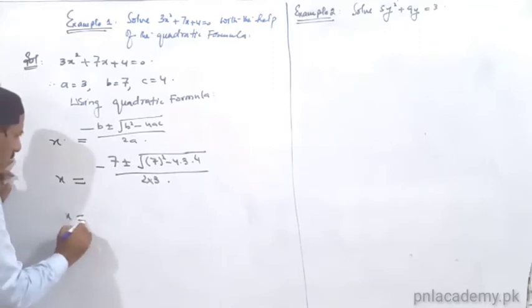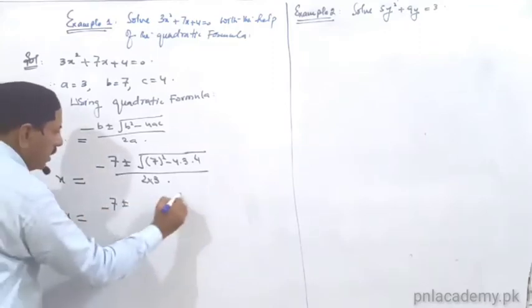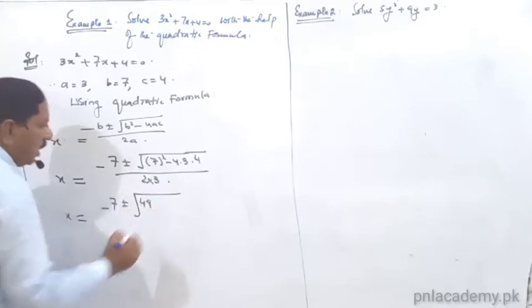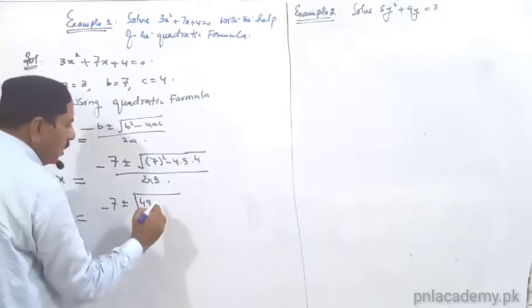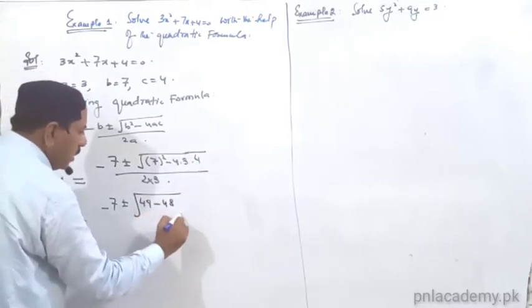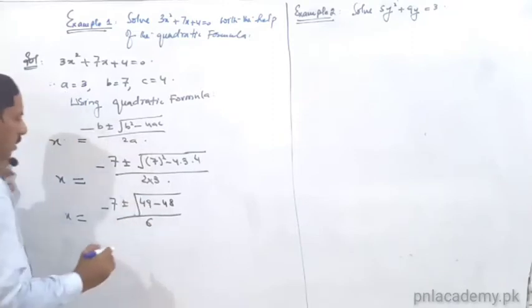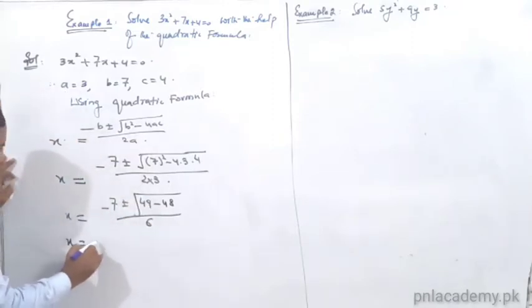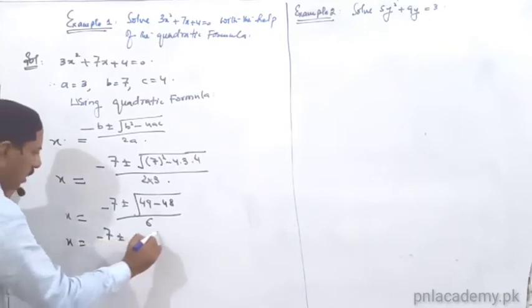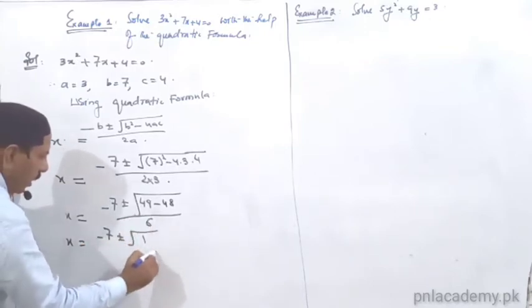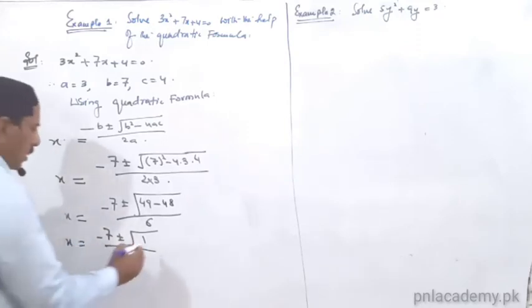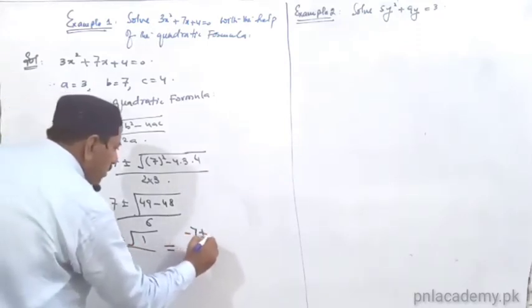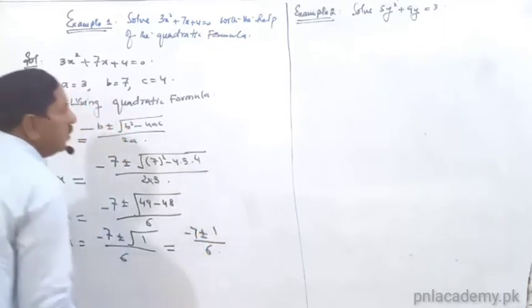The value of x is equal to minus 7 plus minus radical 7 sevens are 49 minus 4 threes are 12, 12 fours are 48, upon 2 threes are 6. The value of x is equal to minus 7 plus minus radical 1 upon 6. So you know that 1 is a perfect square. It provides the radical 1 just like itself, 1. Minus 7 plus minus 1 upon 6.